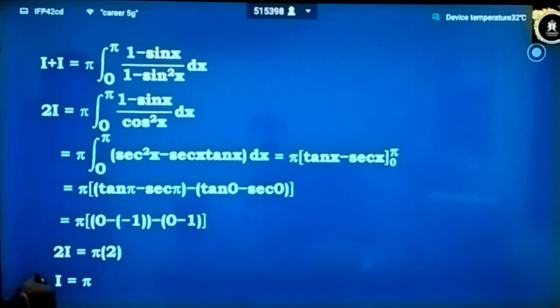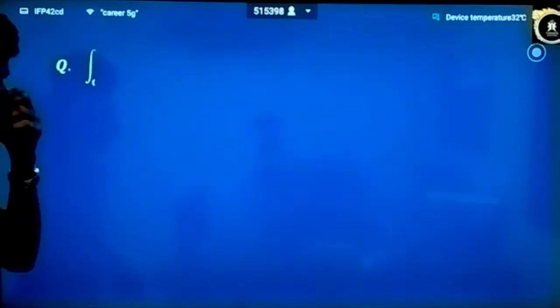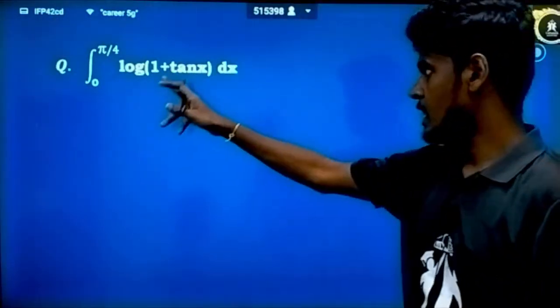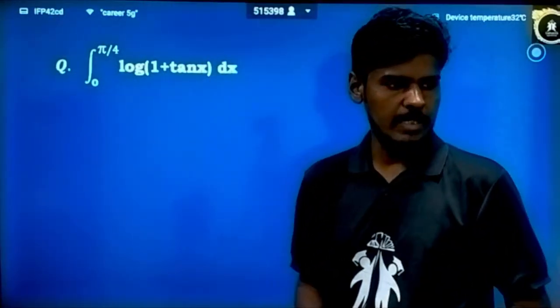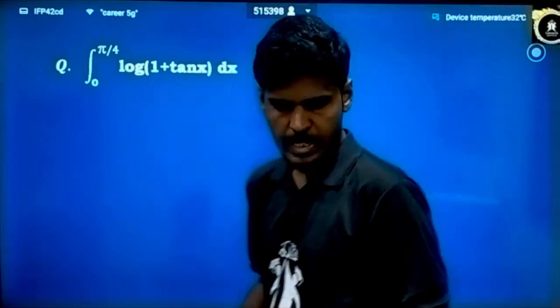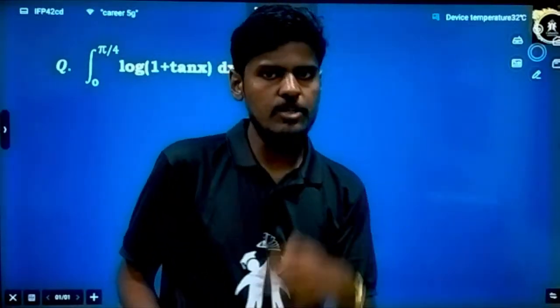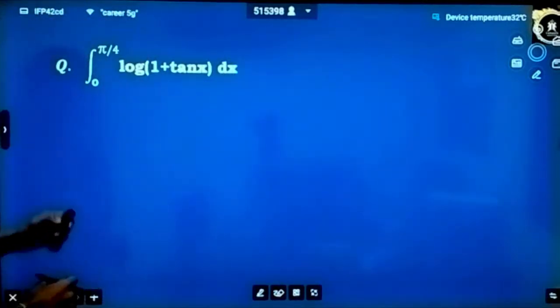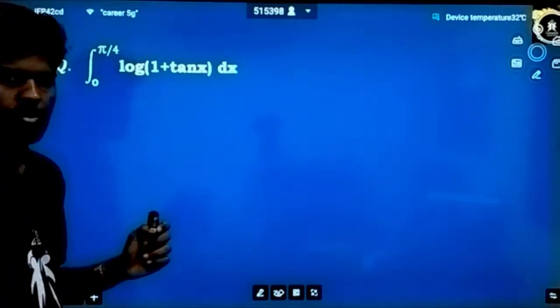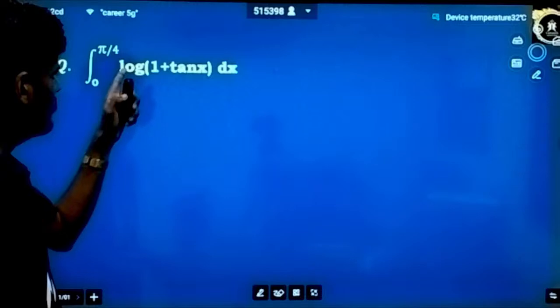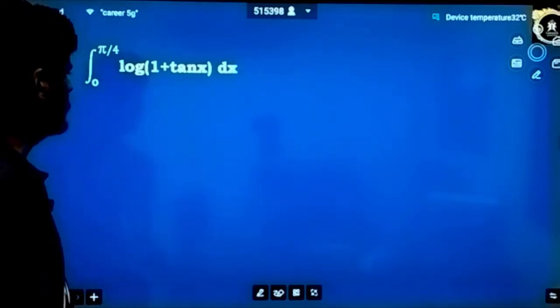Final answer comes out to be I is equal to pi. Okay, next is integral between 0 to pi by 4 log of 1 plus tan x dx. Again, easy question. We have to understand when to use which property. Here integral is between 0 to pi by 4 log of 1 plus tan of this value.